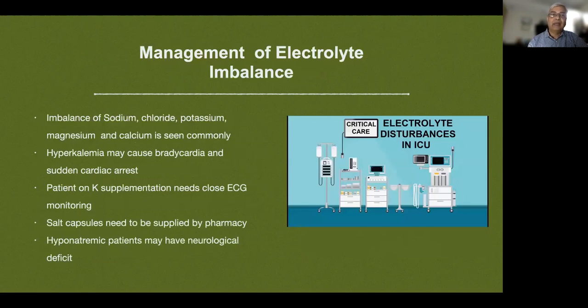Coming to electrolyte imbalance. Imbalance of sodium, chloride, potassium, magnesium, and calcium is very commonly seen in the ICUs. In case the patient has got hyperkalemia, that is a high increase in potassium levels, it may cause bradycardia and sudden cardiac arrest. This needs to be treated with the help of insulin and glucose. If the patient has got lower levels of potassium, that is hypokalemia, he needs supplementation of potassium. He needs to be on continuous ECG monitoring when the supplementation is on.